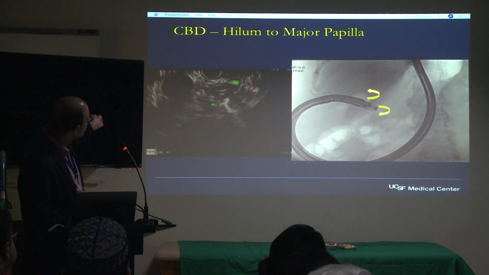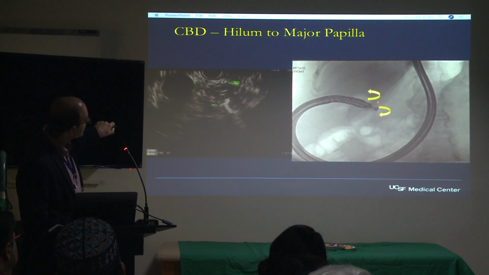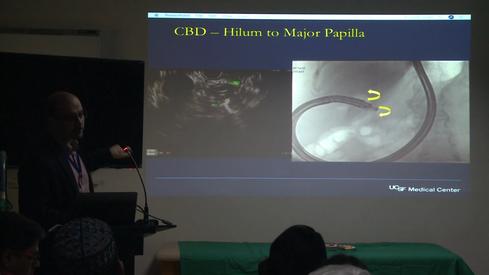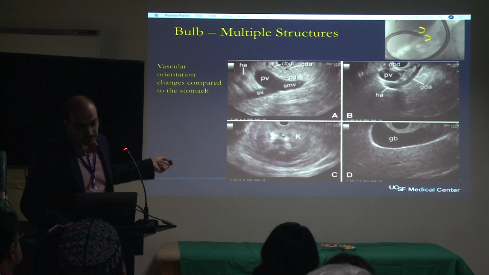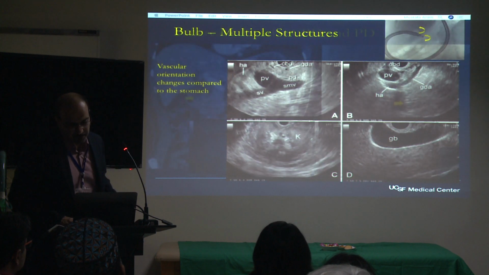I didn't show all the views, but as you go towards the head, we'll show this to you in live cases. Then you'll see the bile duct turn into the liver, and you'll also see the gallbladder. Actually, this next slide shows some of those views, but I'll skip that in the interest of time, because that's what you'll see.